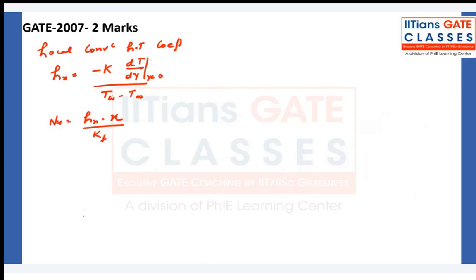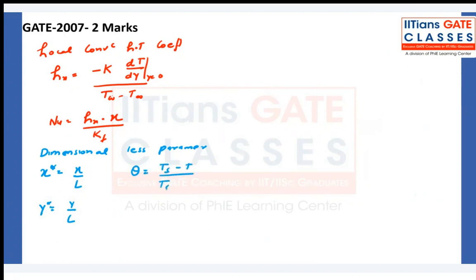Now let us assume some dimensionless parameters. What are these dimensionless parameters? X star is equal to x by L, y star is equal to y by L, and theta is equal to Ts minus T upon Ts minus T infinity. So these are some of my dimensionless parameters. Now, can I differentiate this with respect to y? Tell me.